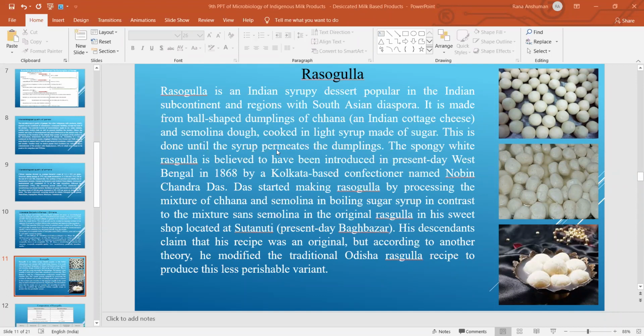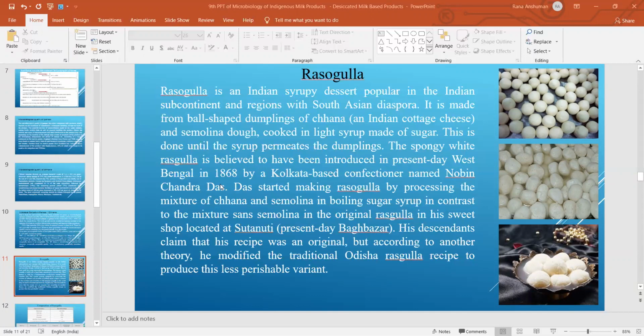And this is done until the syrup permeates the dumpling. Whatever ball is there, the syrup solution will penetrate the system and go inside the Rasgulla ball. The spongy white Rasgulla is believed to have been introduced in present day West Bengal in 1868 by the Kolkata-based confectioner named Nobin Chandra Das.